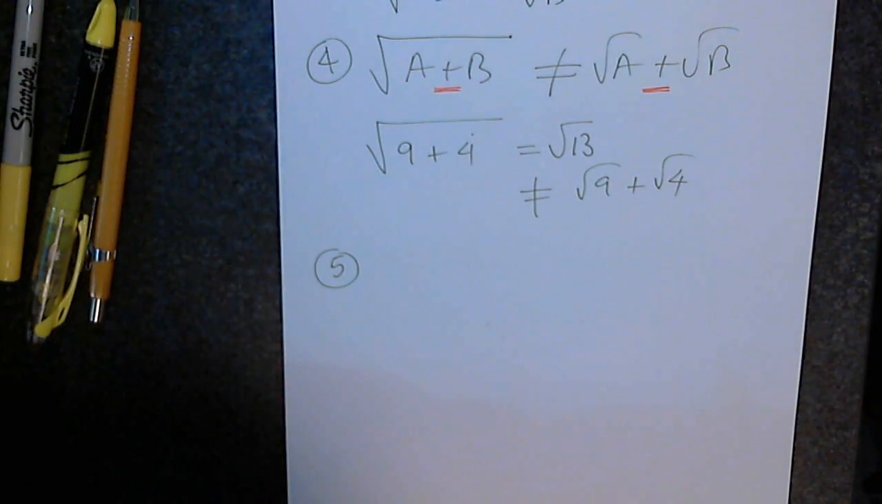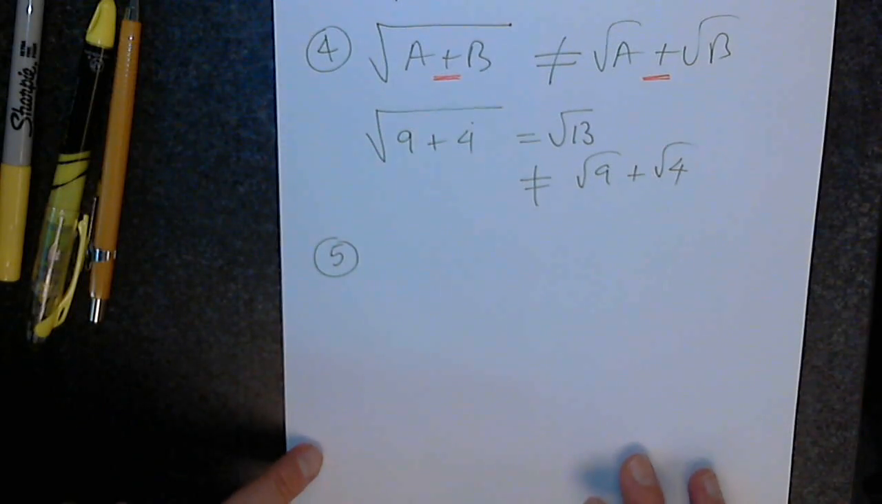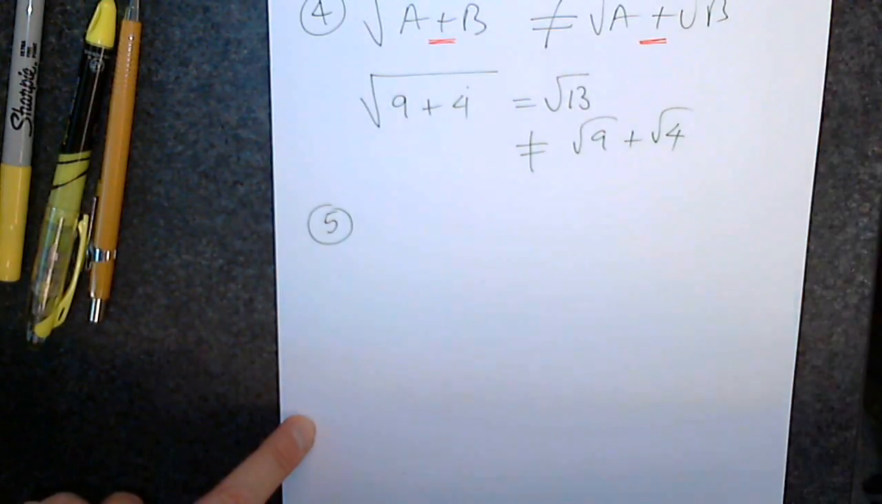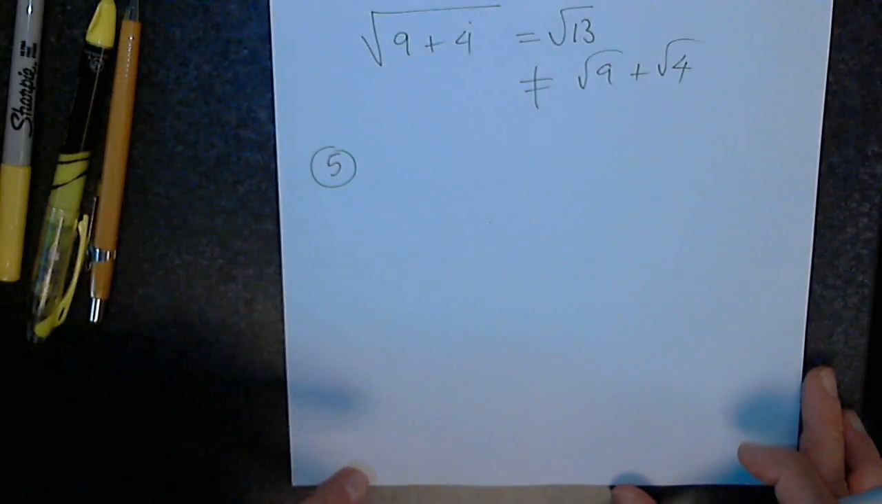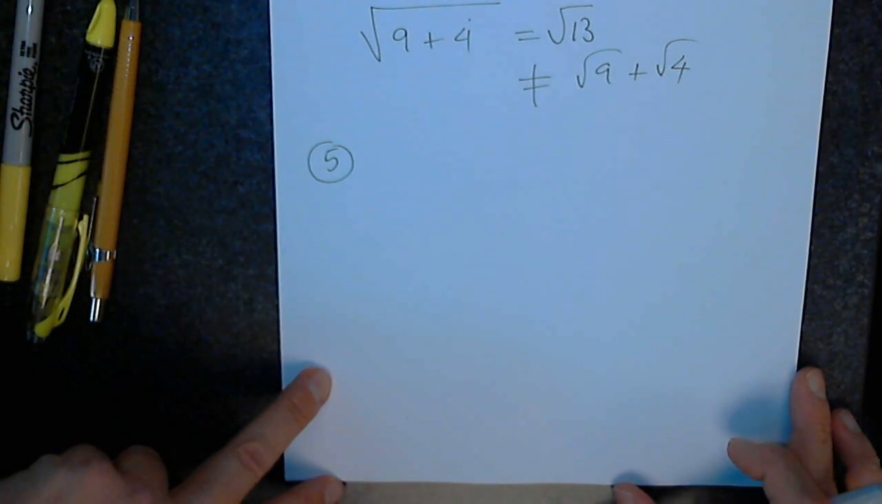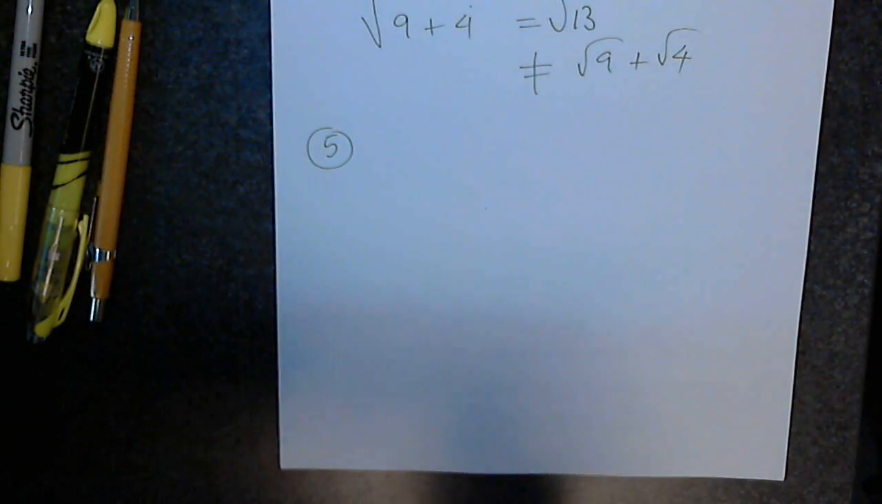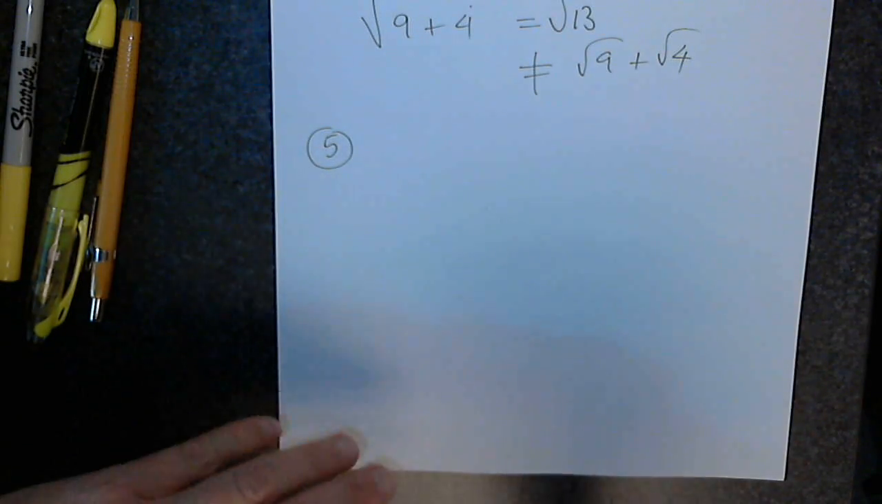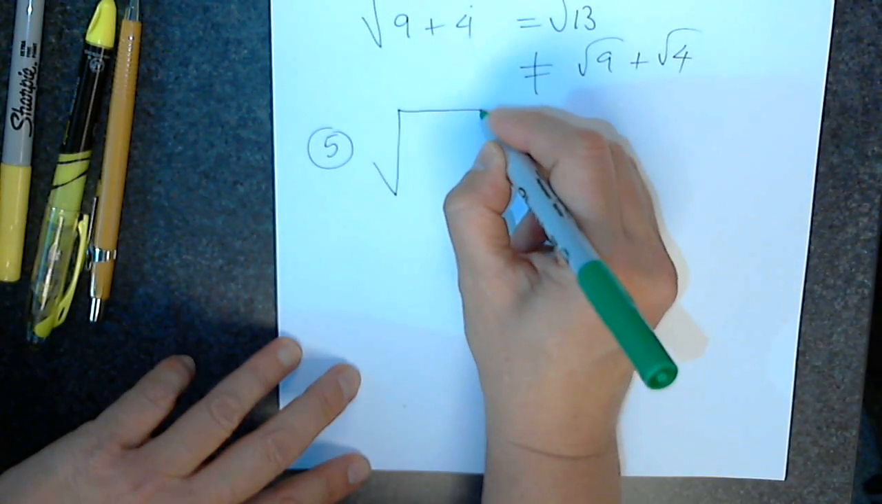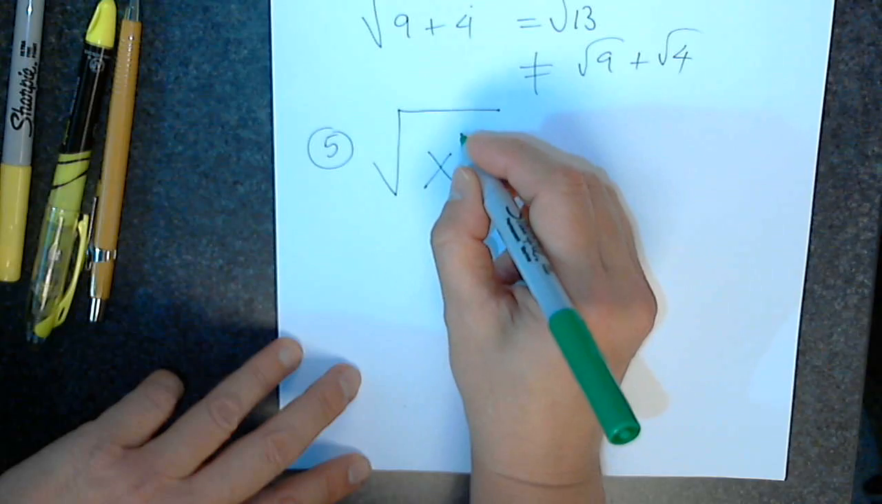Rule 5. Five is a very important rule. Very important rule. Here it is. Let's talk about the square root of x squared.